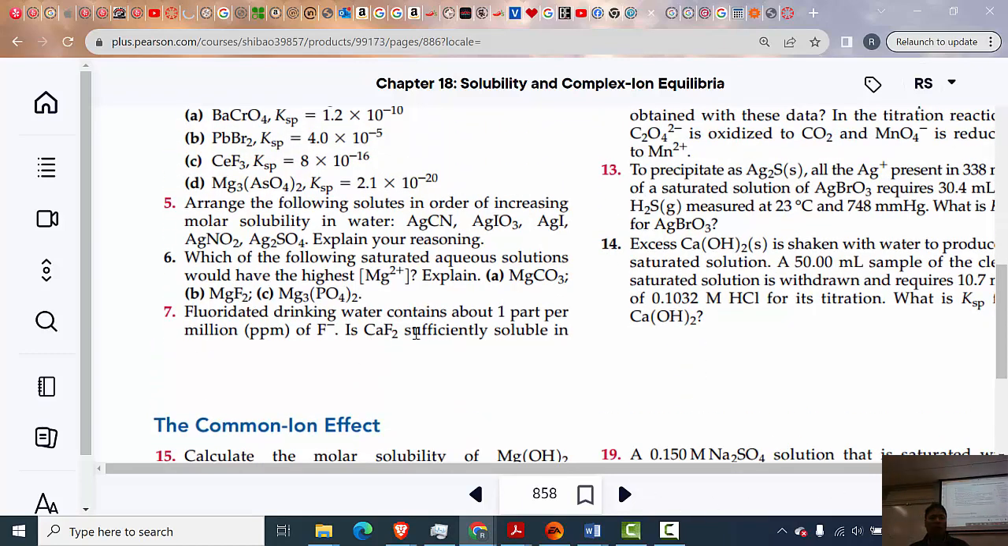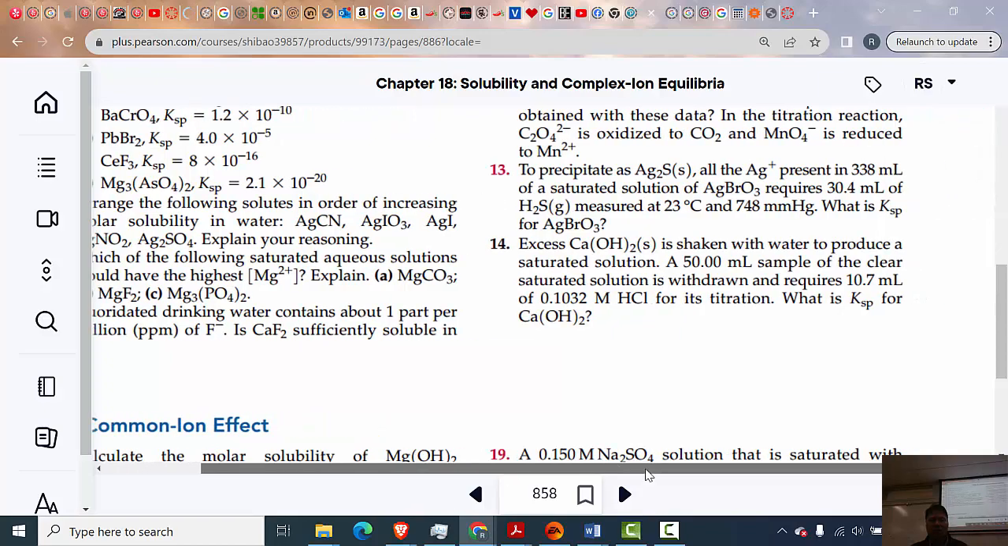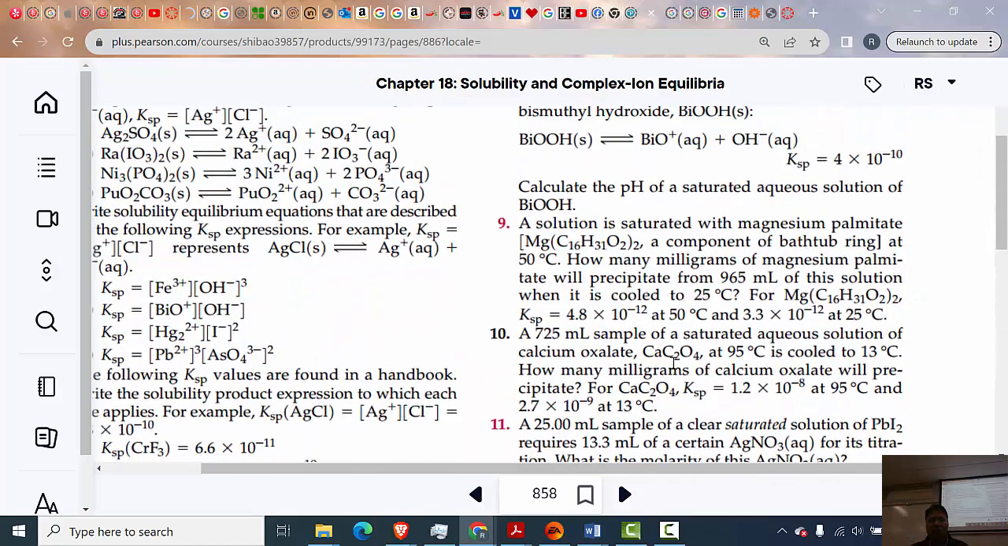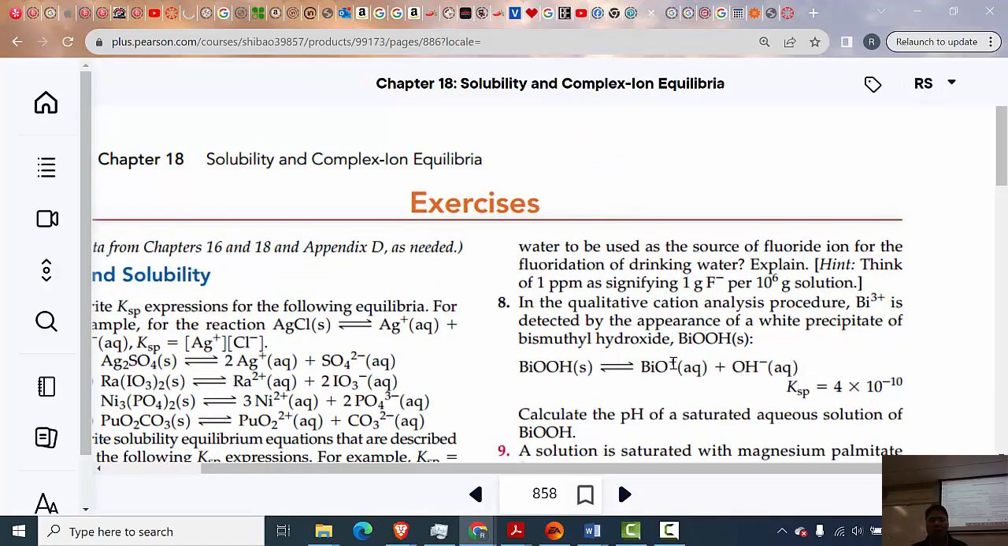All right, fluoridated drinking water contains about 1 part per million fluoride. Is calcium fluoride sufficiently soluble in water to be used as a source of fluoride ion for the fluoridation of drinking water? Explain.